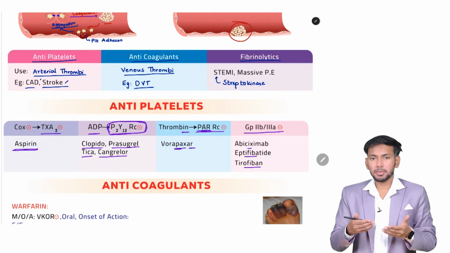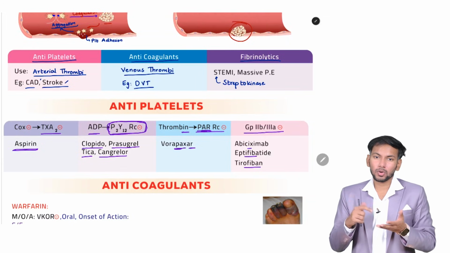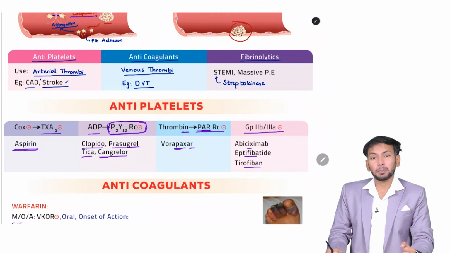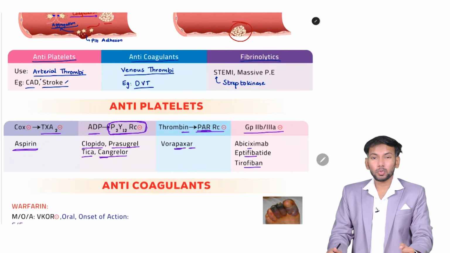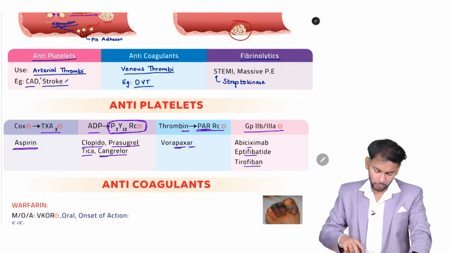Now, COX inhibitors are aspirin. Next, P2Y12 receptor blockers are clopidogrel, ticagrelor, and cangrelor. PAR receptor blockers are Vorapaxar. GP2B3A blockers are abciximab. That's all. These are all the antiplatelets that you need to remember.